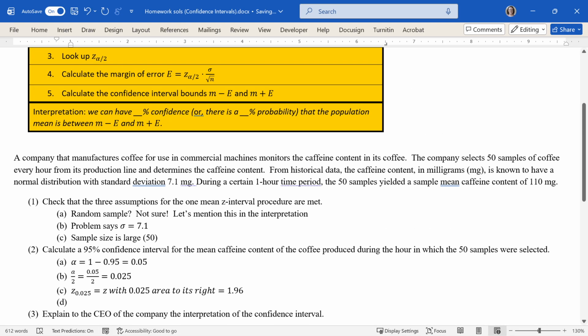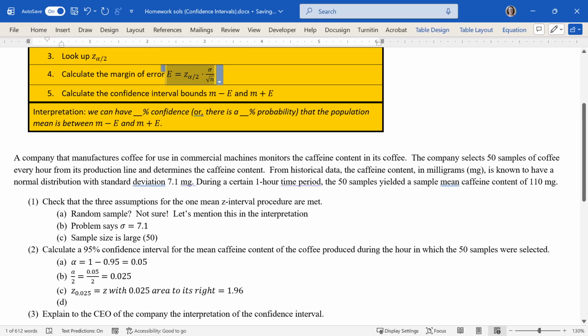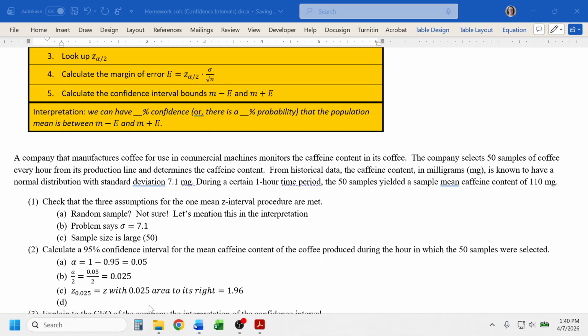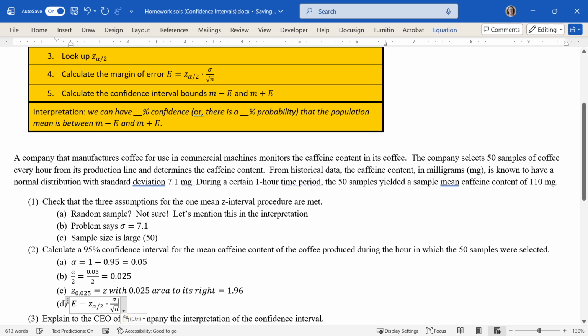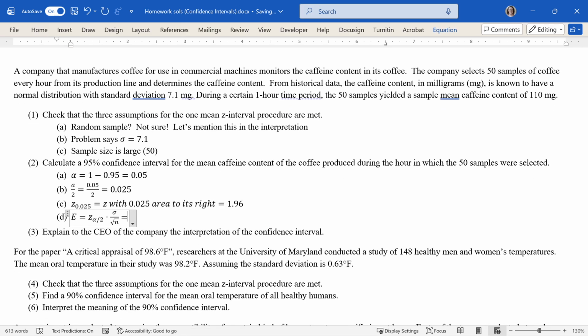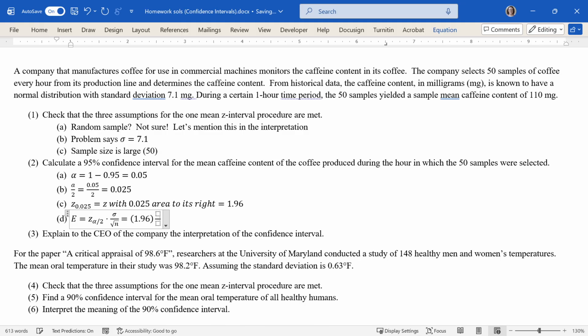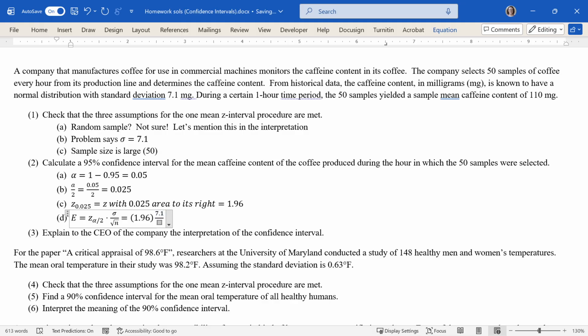And now for step 4, we're doing the margin of error. This is the formula. So E stands for margin of error. Okay, I'm just going to paste this formula down here. Okay, so my z-value was 1.96, and I'm multiplying that by sigma, which was up here, it says 7.1. And then on the bottom, I'm doing square root of the sample size. The sample size was 50.